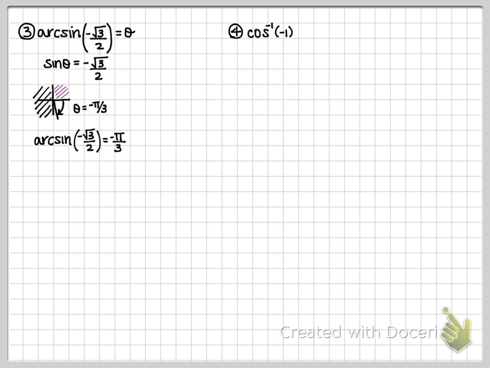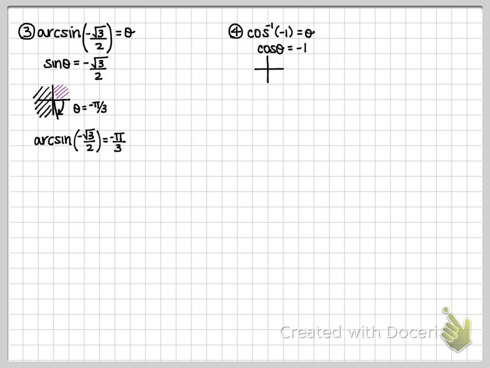Cosine inverse is the exact same thing as arc cosine. So I'm still just looking for an angle. Basically, I've got cosine of some angle is equal to -1. Is that possible? Yeah, that is actually the true minimum value for cosine. This one will work. All right, so let's take out a little graph.